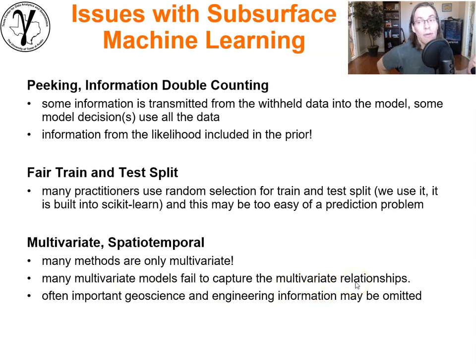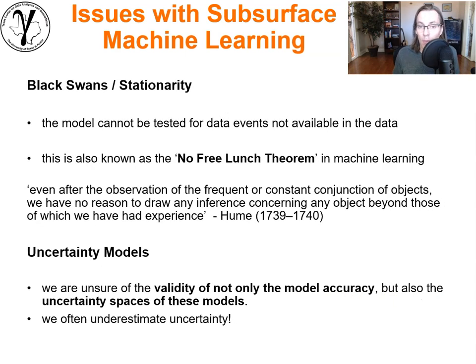They might make some type of assumption like multi-Gaussianity or something like that. They're not capturing all of the complicated relationships, constraints, heteroscedasticity, my favorite word. Often important geoscience and engineering information may be omitted too. Often. And so these are all remaining issues.